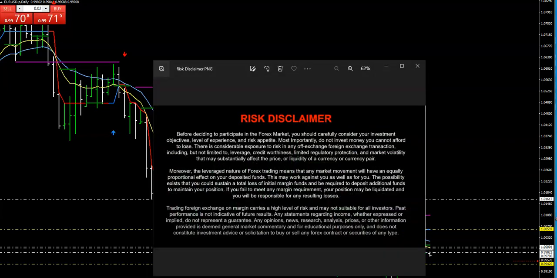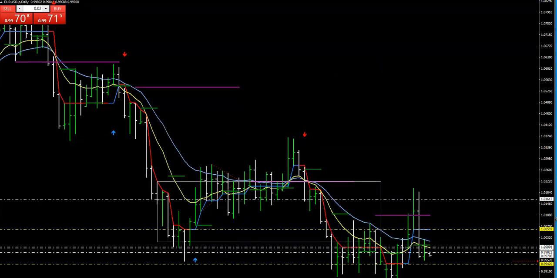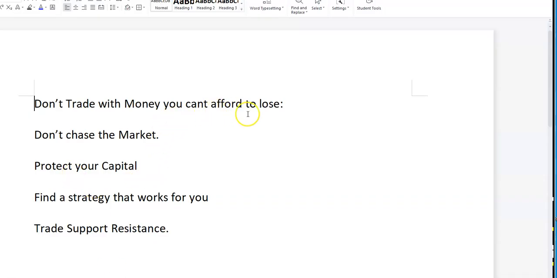Before we get started, you need to read the risk disclaimer because this video is for educational purposes only. Trading with margin is extremely risky, and you need to take responsibility for your own decision making in your trading. My encouragement to you would be simply don't trade with money you can't afford to lose. And that's the mantra here at Winning Ways or Trading Zone. We don't trade with money we can't afford to lose.